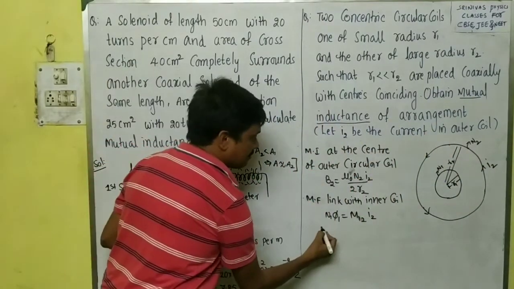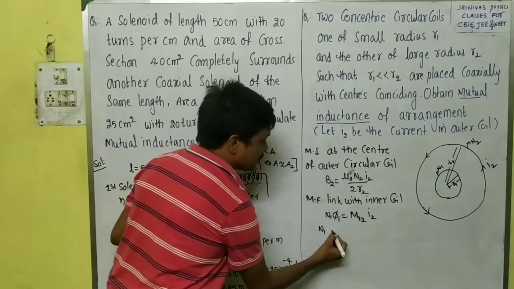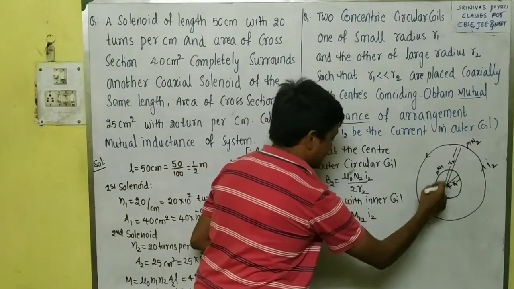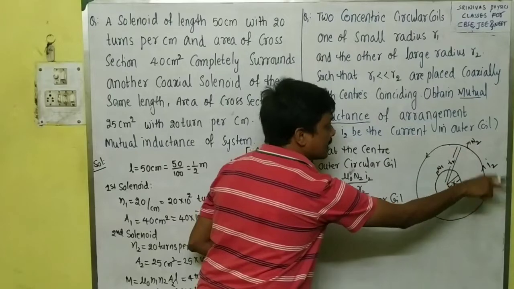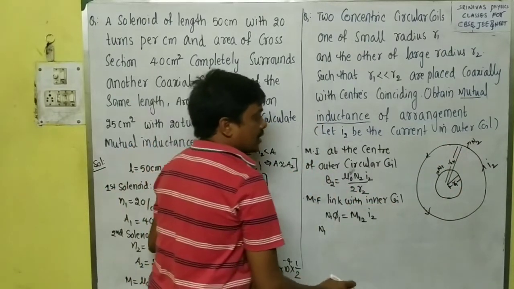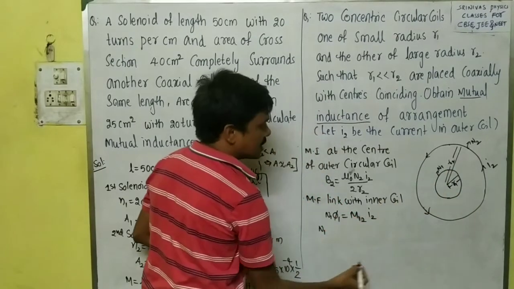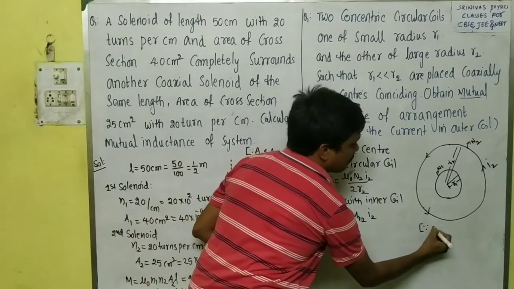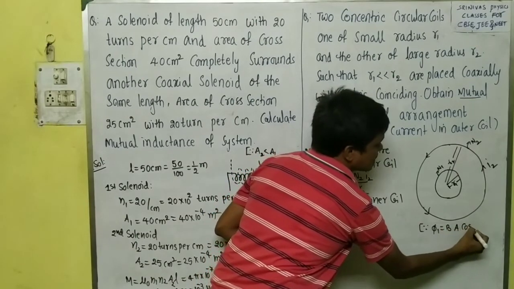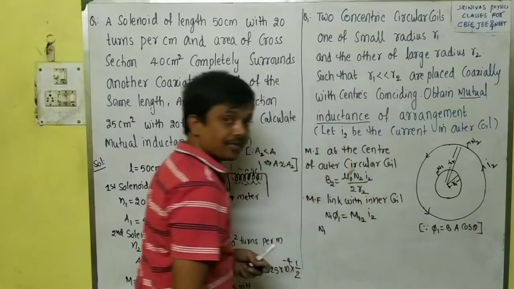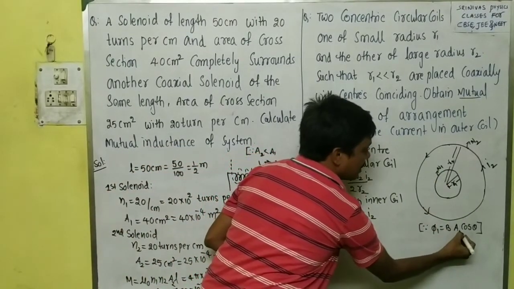And here we write the phi1 formula, N1 into phi1 is what? Phi1 is the flux linked with the inner coil, right? The flux linked with the inner coil depends upon the current in the outer coil, and that is mutual induction. Phi1 we write as BA cos theta, right? BA cos theta. But we have to find the flux linked with the inner coil. That's why the area of the inner coil we have to take.